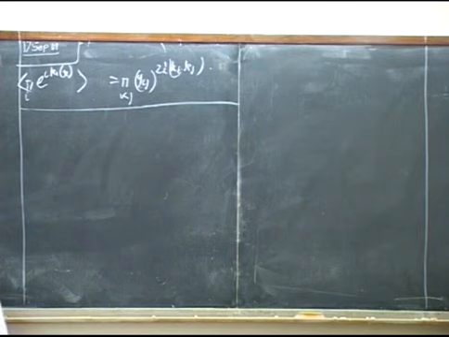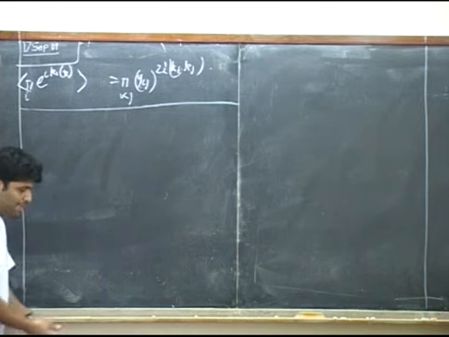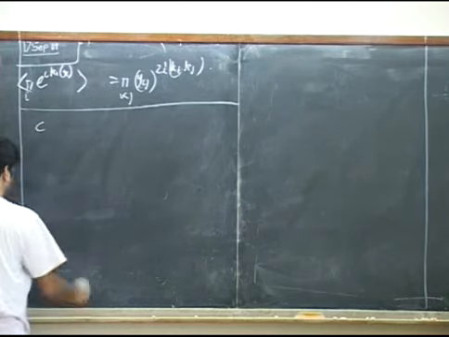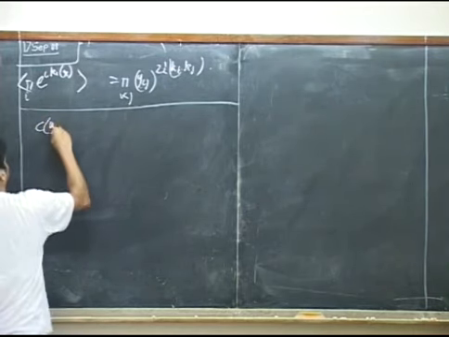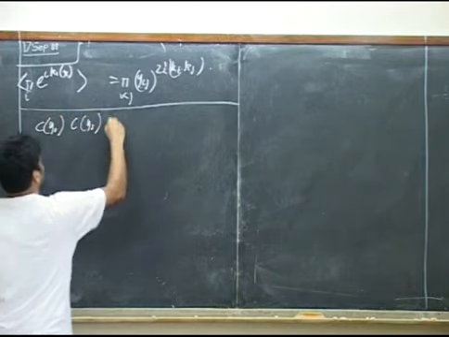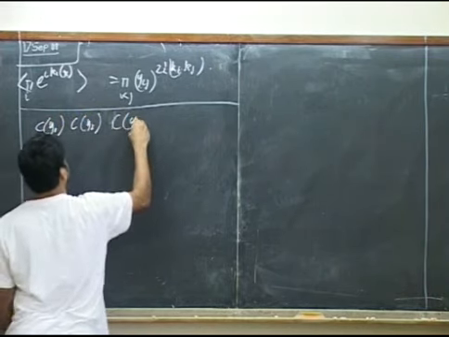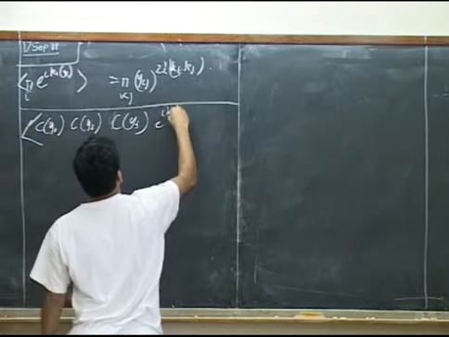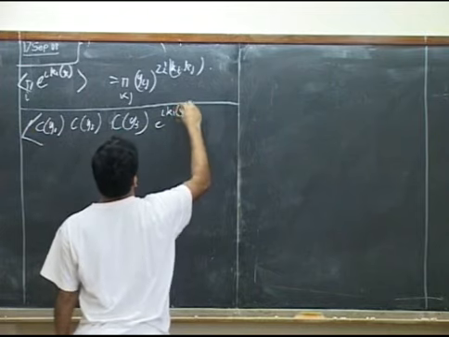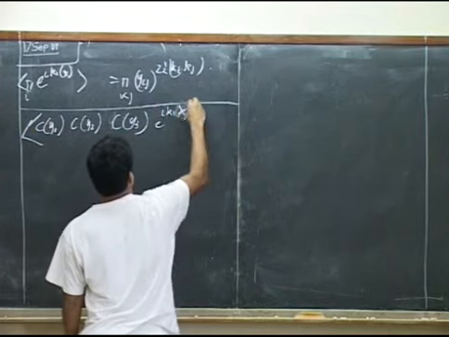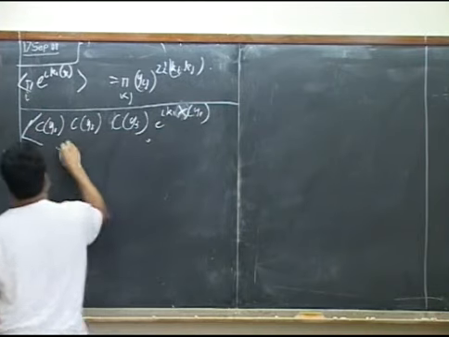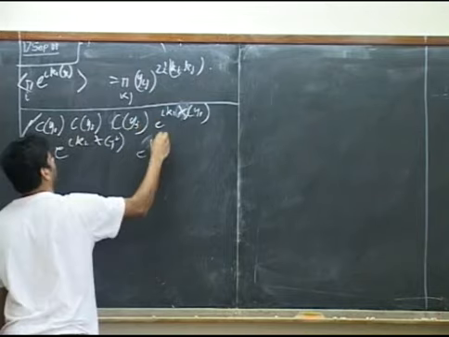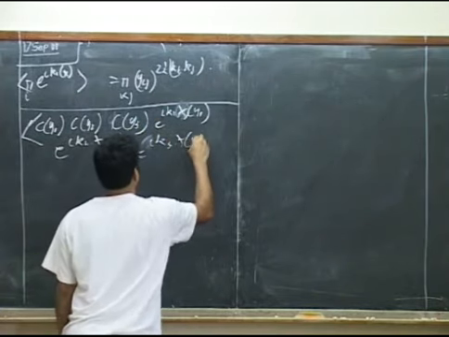So the three tachyons scattering, according to our general rules, has three c operators. So let's say a c operator at y1, a c operator at y2, and a c operator at y3, times e to the power i k1 dot X at y1, e to the power i k2 dot X at y2, and e to the power i k3 dot X at y3.